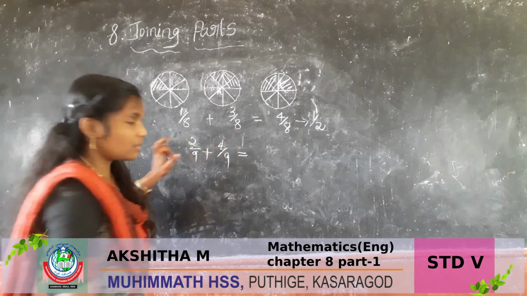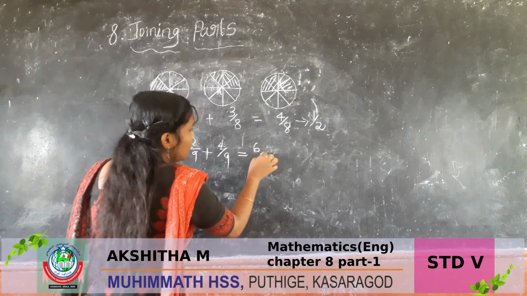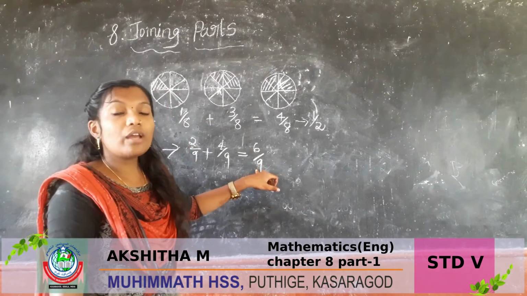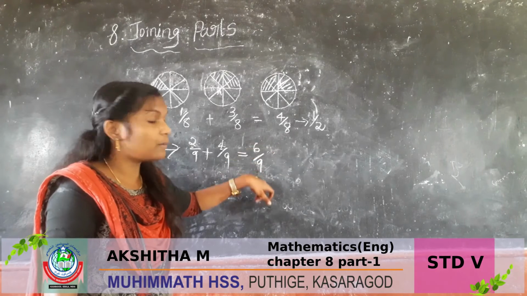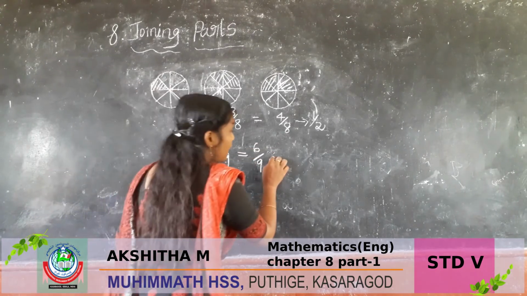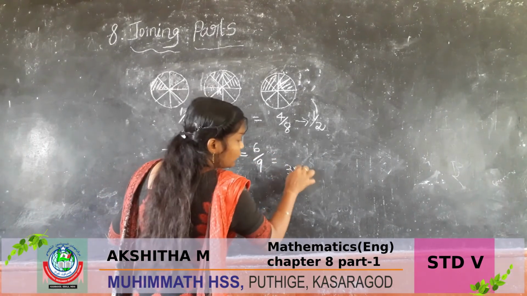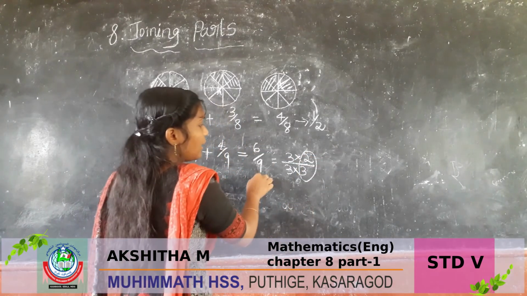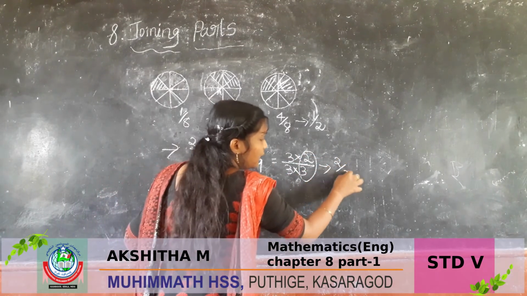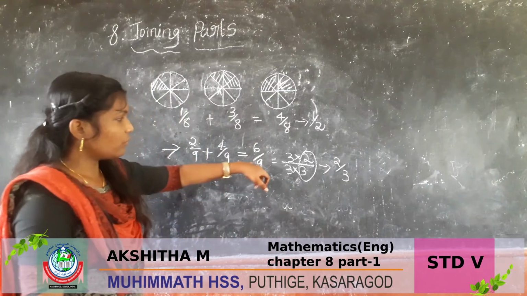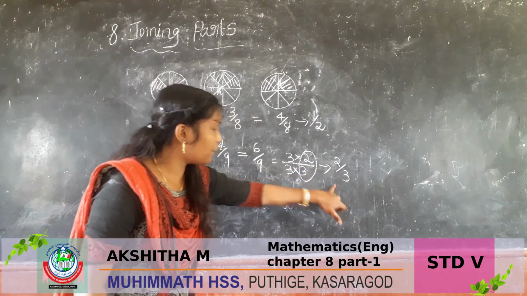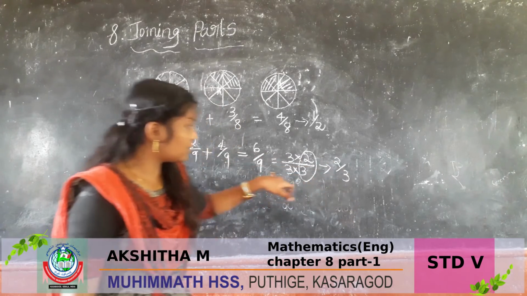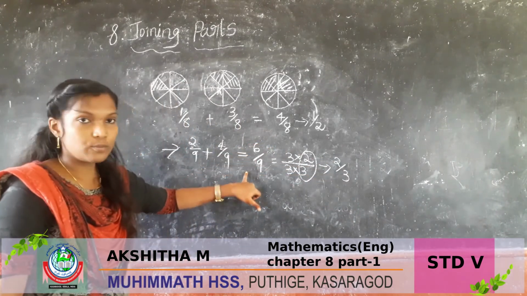2 plus 4 is 6. So we will get 6 by 9. How can we find out the smaller fraction of 6 by 9? Let us see that. 3 into 3 is 9. So what is the smaller fraction of 6 by 9? 2 by 3. So we will get 2 by 3 parts. 6 by 9 we can write as 2 by 3. This is the smaller fraction of 6 by 9.